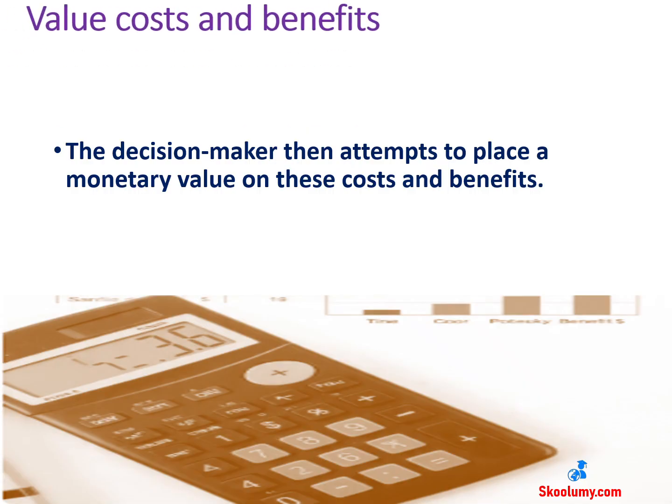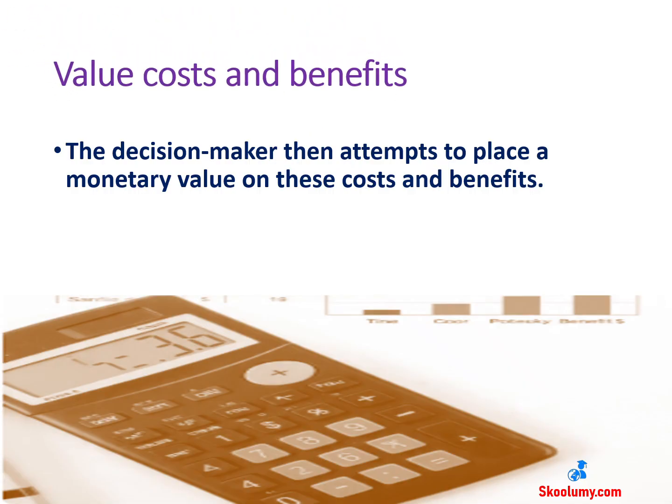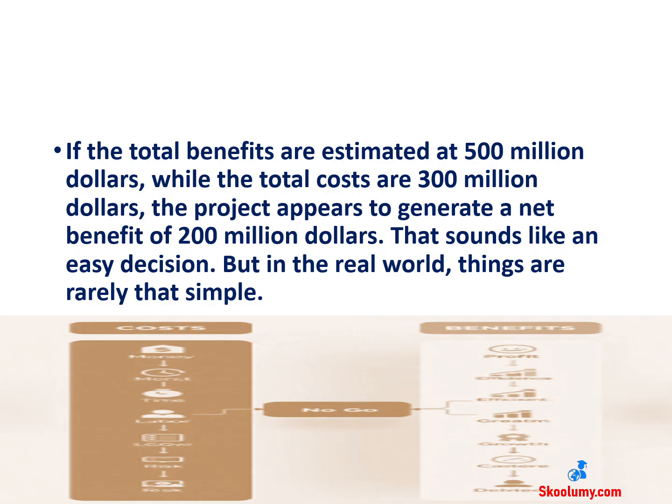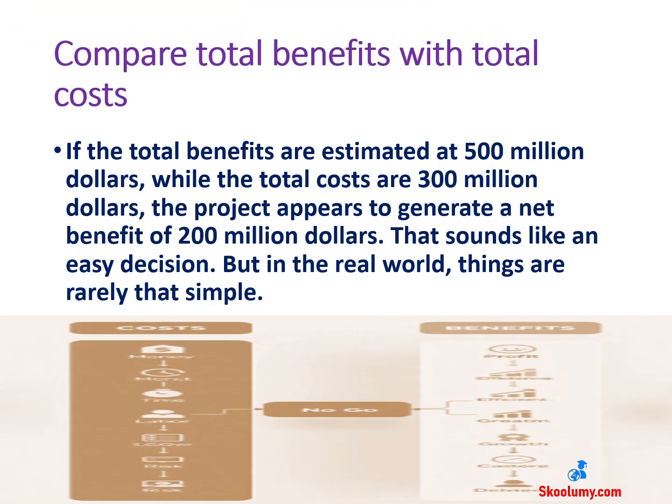The decision-maker then attempts to place a monetary value on these costs and benefits. Compare total benefits with total costs. If the total benefits are estimated at $500 million, while the total costs are $300 million, the project appears to generate a net benefit of $200 million. That sounds like an easy decision. But in the real world, things are not that simple.